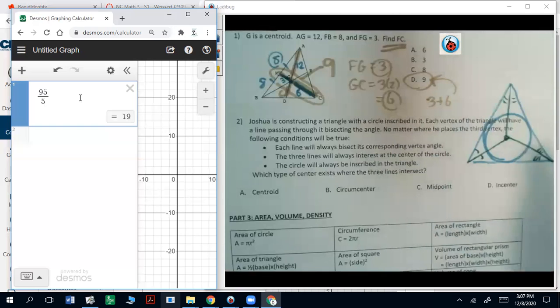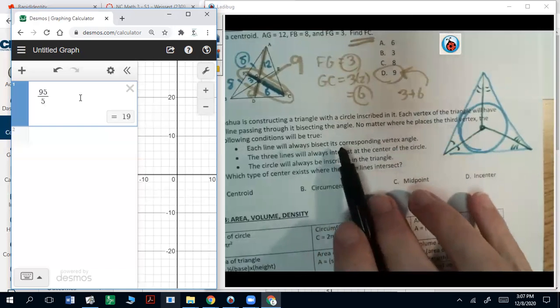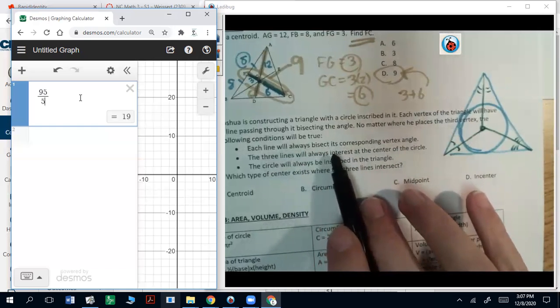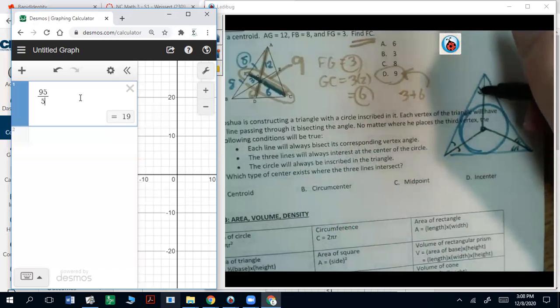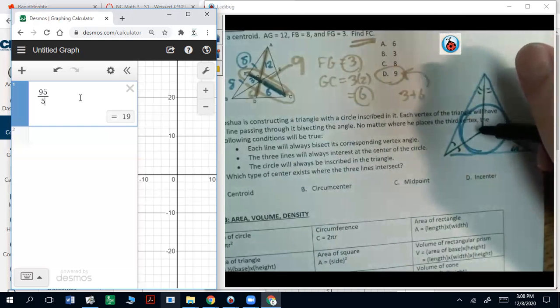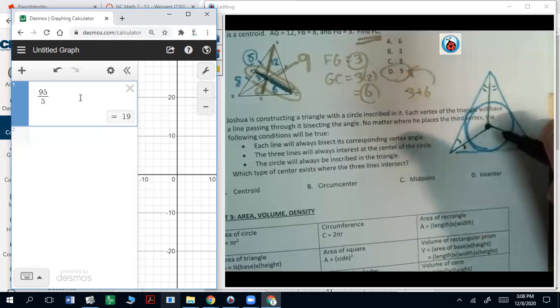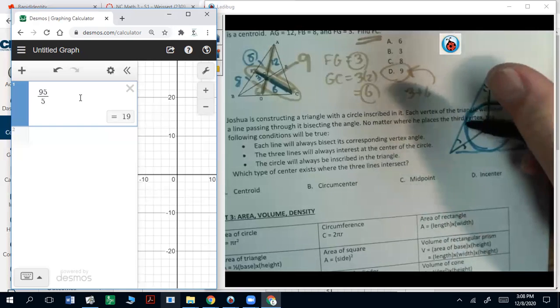And they're going to meet at a certain point. No matter where he places the third vertex, the following conditions will be true. Each line will always bisect its corresponding vertex angle. So we already know that. Each line will bisect the angle. The 3 lines will intersect at the center of the circle, as you can see there. And the circle will always be inscribed in the triangle.